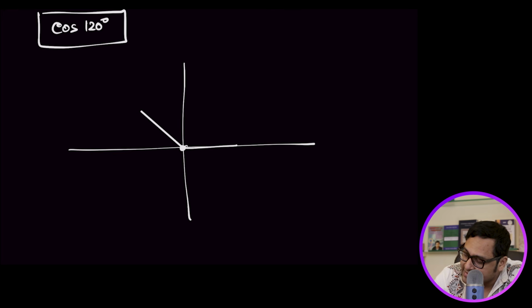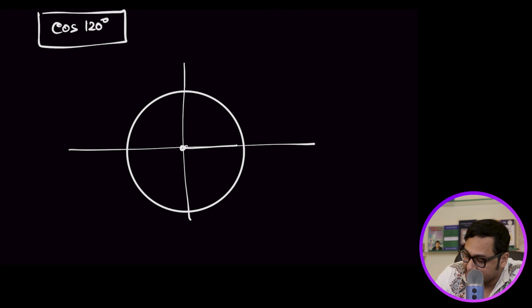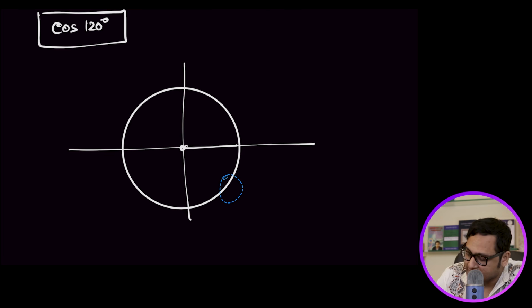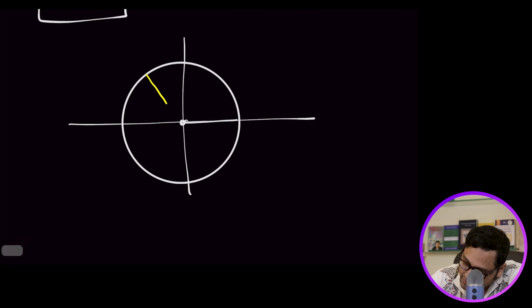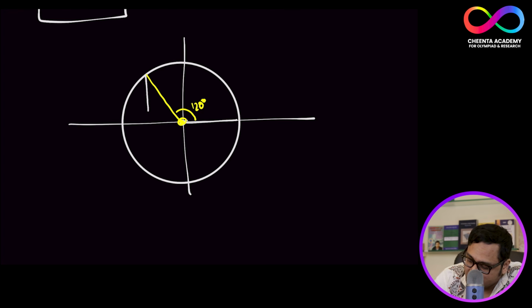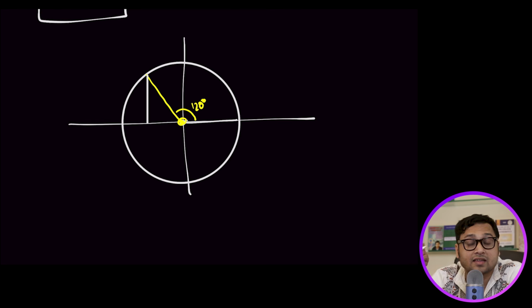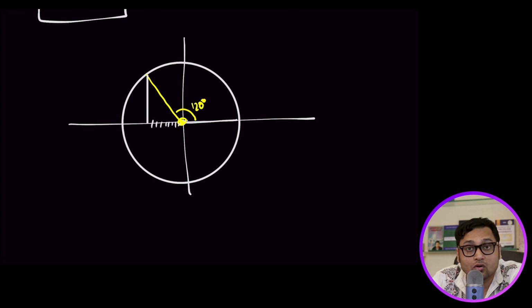So we can do the unit circle construction. You draw a circle like this, which is of radius 1. Radius of the circle is 1. And you want to calculate, so this is 120 degree. You want to calculate the horizontal shadow. That's one of the ways of thinking trigonometric ratios. Cosine is horizontal shadow and sine is vertical shadow. So you want to find out the horizontal shadow of this yellow segment.